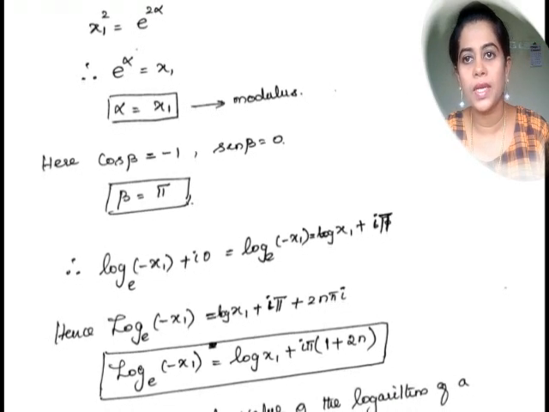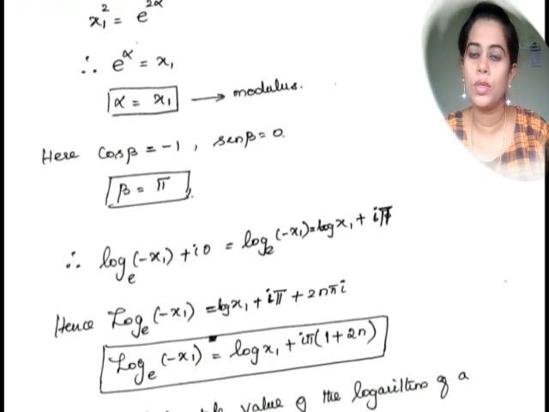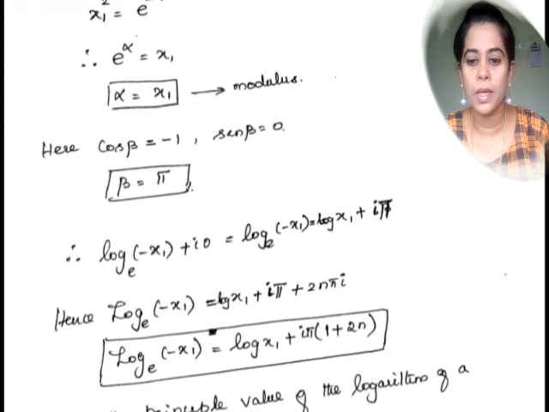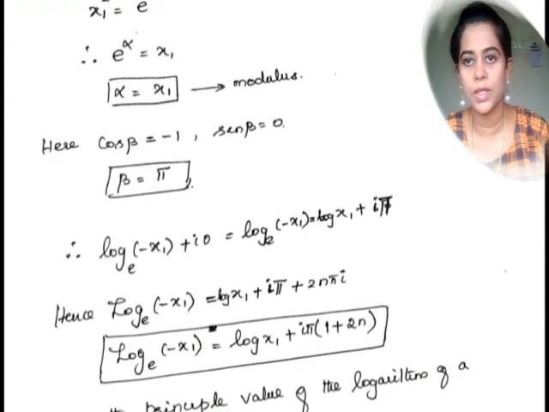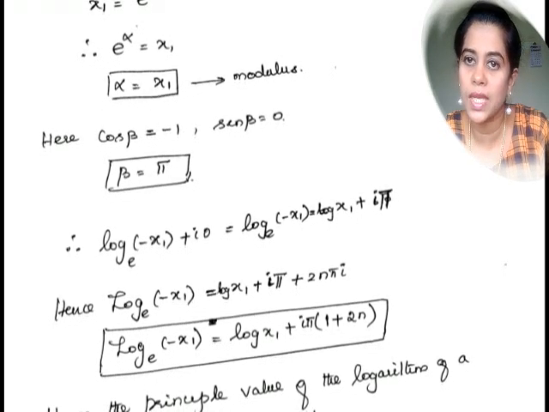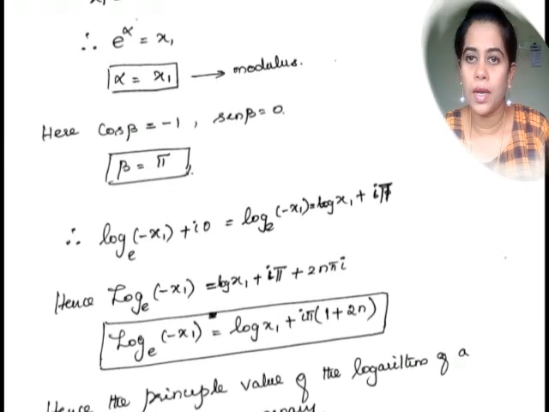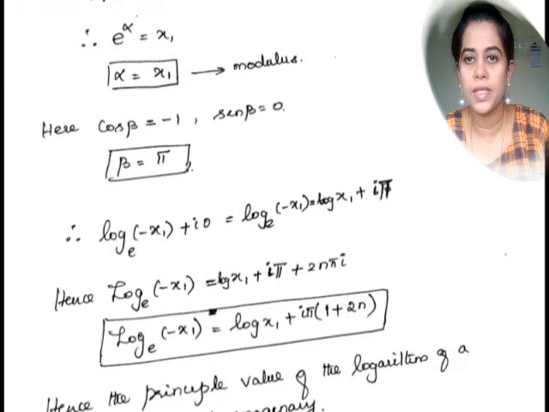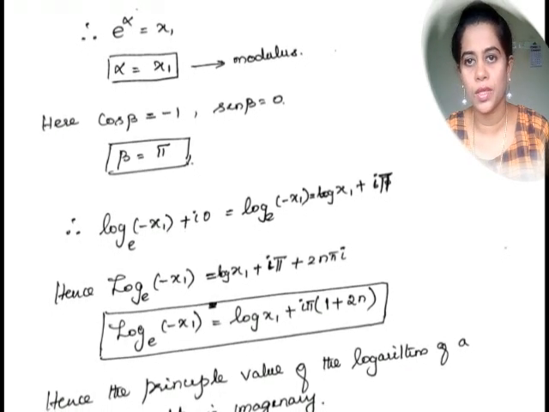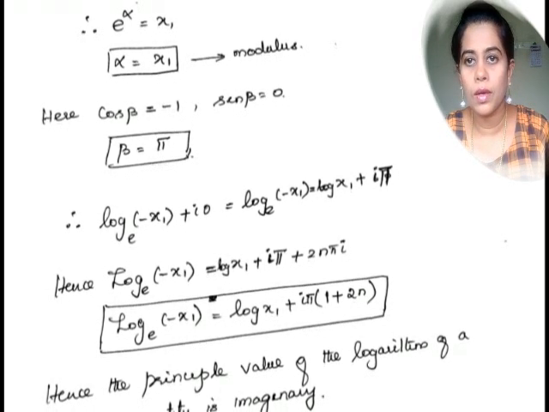So where do we get theta, in which cos theta is equal to minus 1 and sin theta is equal to 0? So theta is pi. In angle pi, that is 180, cos beta is minus 1 and sin beta is 0. So therefore beta is equal to pi. What is this? This is the argument or amplitude. So therefore our result can be written as log of minus x1 to the base e, and y is 0. So therefore it is log e of minus x1.